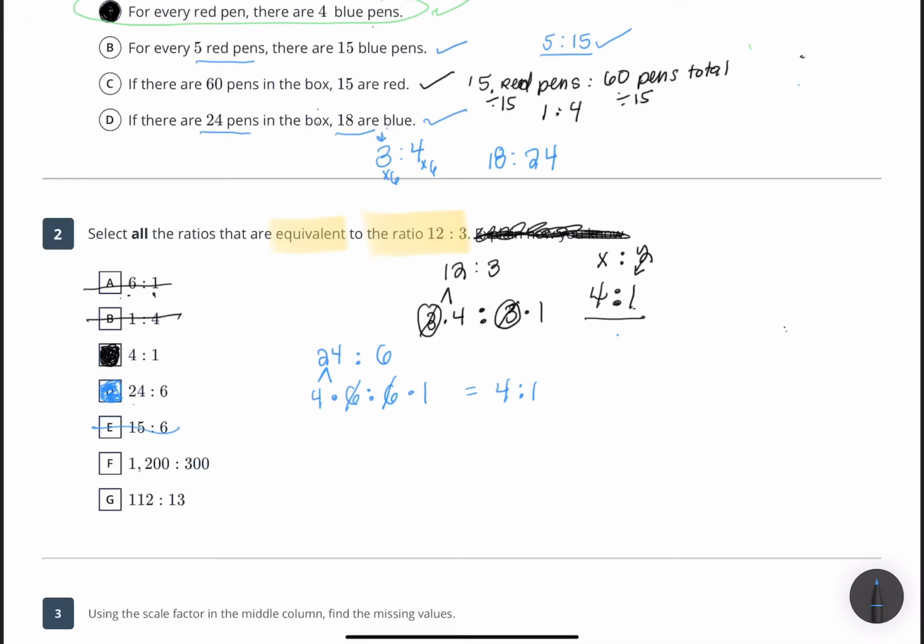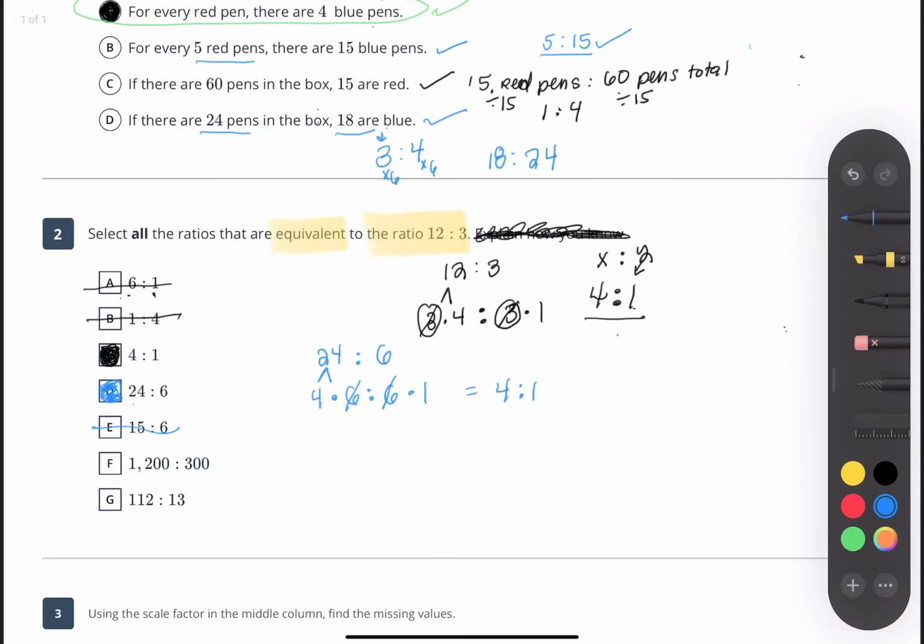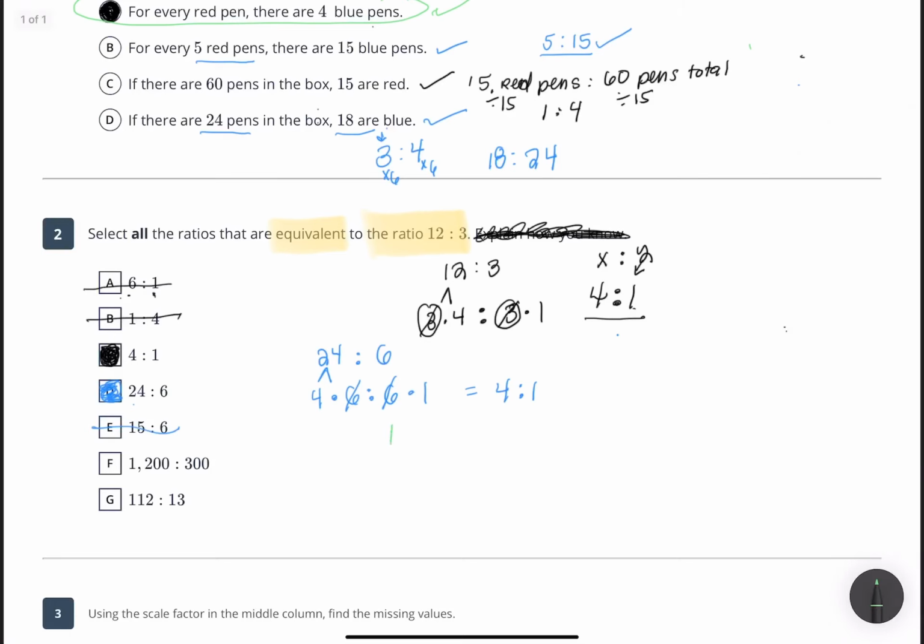Now let's look at choice F. Choice F says 1,200 to 300. Now I want to show you guys a different way that you may be more familiar with, and I'm going to do this choice in green. Now this is a way that I most likely teach in my classroom. This is a quick way.